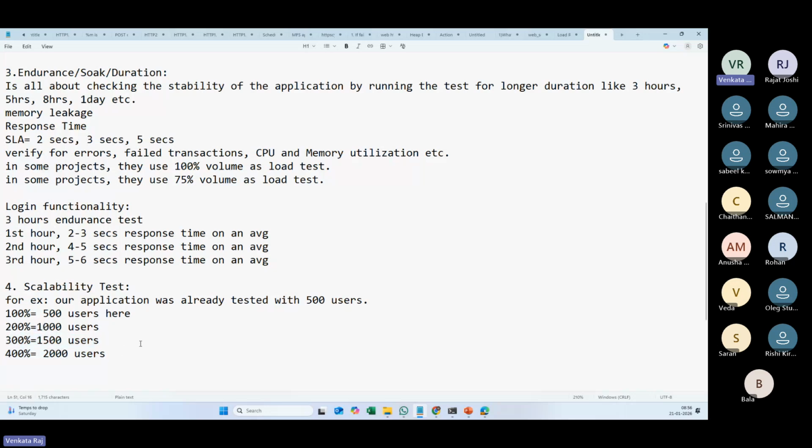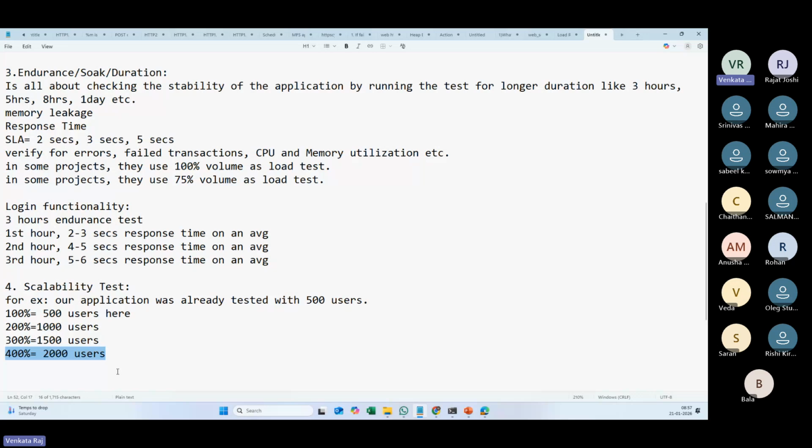At that particular point of time, out of close to 100 applications, 60 to 70 applications were not able to handle this much load. They were managing this much load, but they were not able to manage this much load. Out of 90 to 100 applications, only 30 to 40 applications were able to manage 2000 users. The remaining 60 to 70 applications were not able to handle 1500 users.